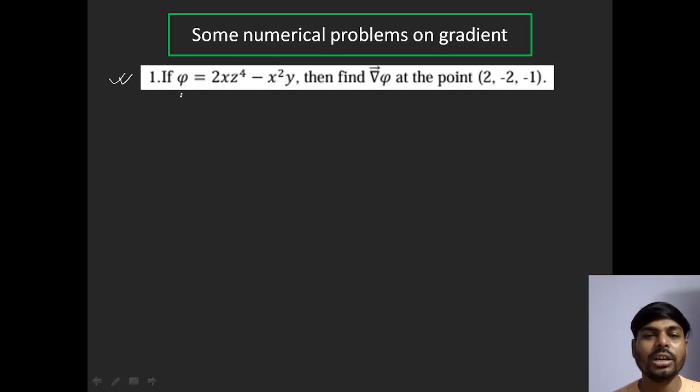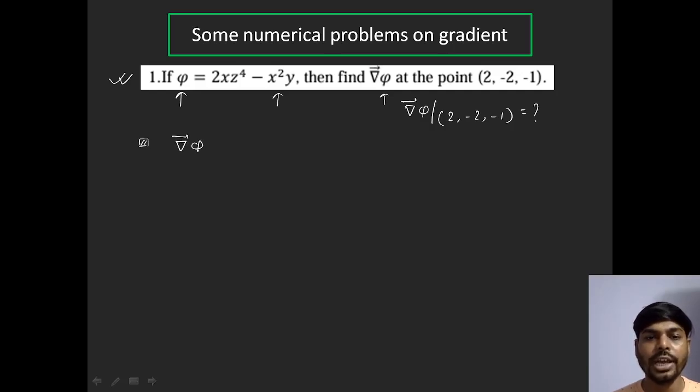So here one scalar field or function is given, that phi is equal to 2x z to the power 4 minus x square y. You have to find out the gradient of phi at the point (2, -2, -1), right? It is asked in this. So how to solve that one? It is very simple. Just follow this one.